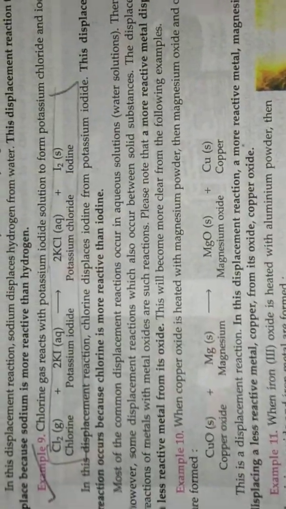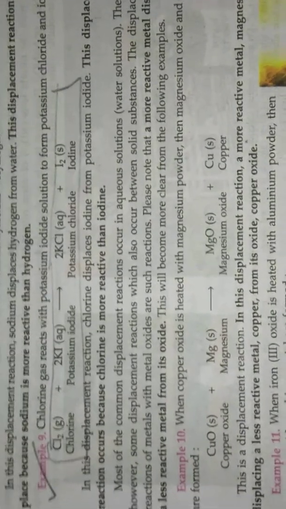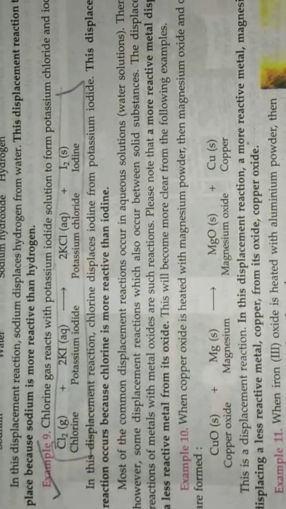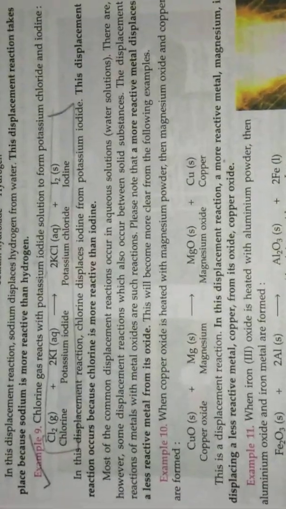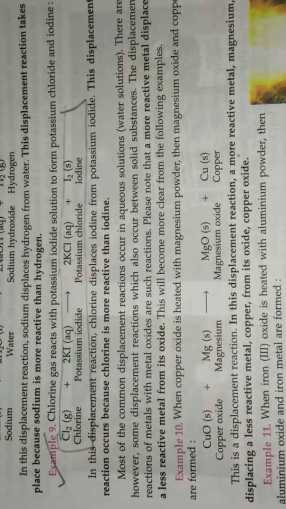Okay, now this type of reaction not only occurs in metals, it also occurs in non-metals. So I will give you one example: a reaction between chlorine and potassium iodide. When chlorine is added to the potassium iodide solution, what will happen? The chlorine displaces the iodine from its solution, and what will form? It will form potassium chloride and iodine. So in this displacement reaction, chlorine displaces the iodine. Why does it displace? Because chlorine is more reactive than iodine.